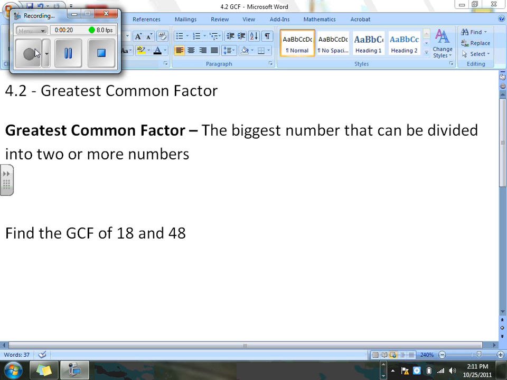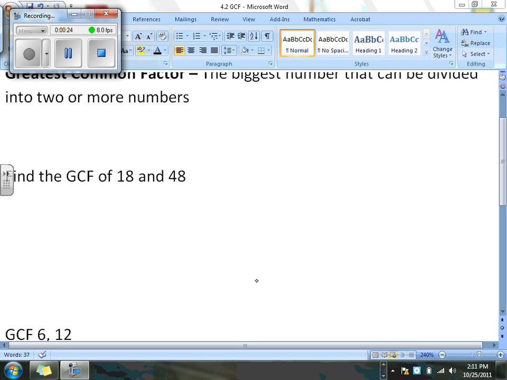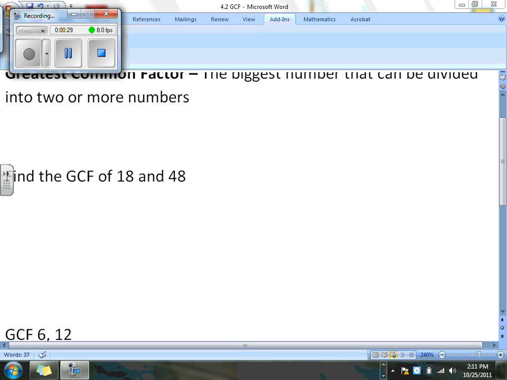Find the greatest common factor of 18 and 48. We want to find the biggest number that goes into both 18 and 48. To do this, we want to do our prime factorization first, and then I'll show you a nice easy trick for the greatest common factor.